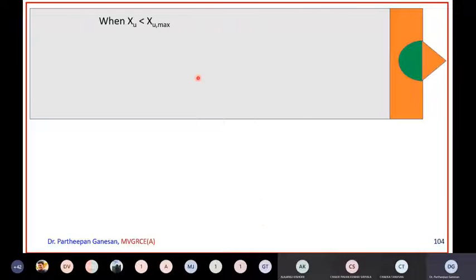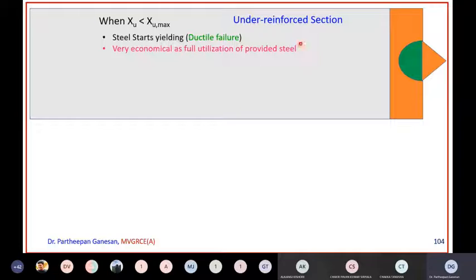Now, for an under reinforced section, when XU is less than XU max, such a section is called an under reinforced section. Remember this word: under reinforced means reinforced less than the AST limit, the balanced section. Under reinforced means steel starts yielding first. That way the failure will be a ductile failure. It's very economical because you are making the steel yield. You are utilizing the full steel provided. That's why the design becomes very economical.